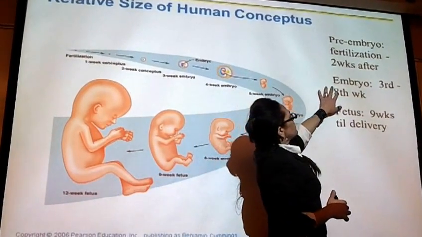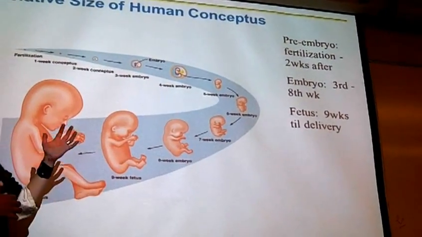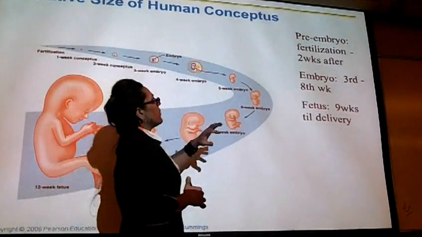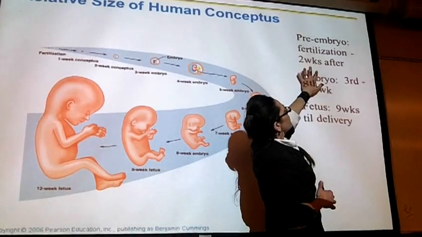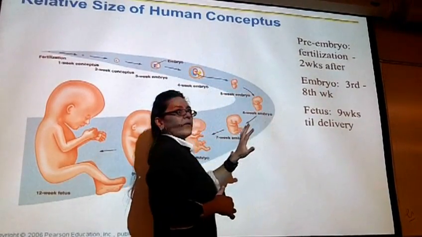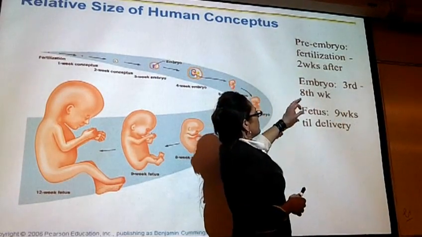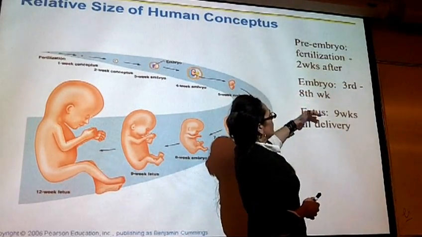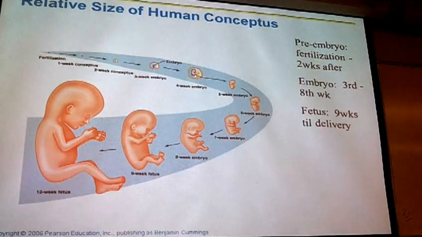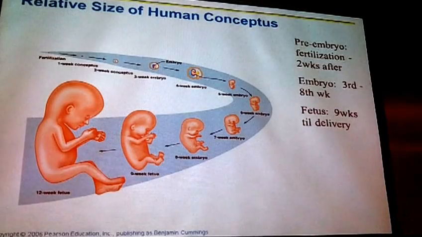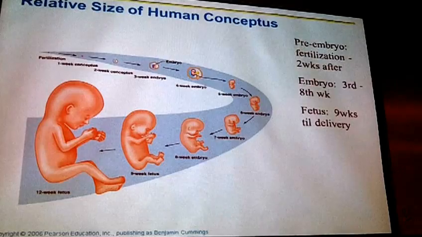Generally, you'll see most folks will call it an embryo from the time that you have fertilization up to about 8 weeks. Other books will separate out this phase and call the pre-embryo stage fertilization to 2 weeks after fertilization, and then embryo from week 3 to week 8. The big dividing point is here between the embryo and the fetus. The fetus will be from 9 weeks till delivery. And we'll see what happens during those periods, how you go from a zygote to an embryo, then to a fetus.